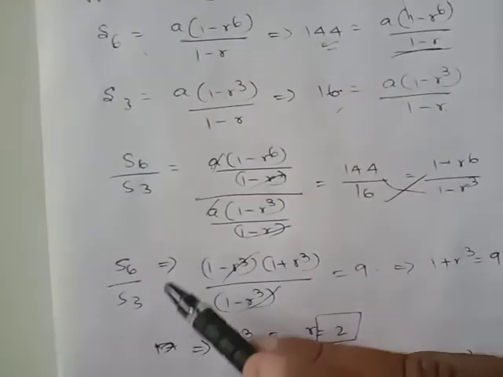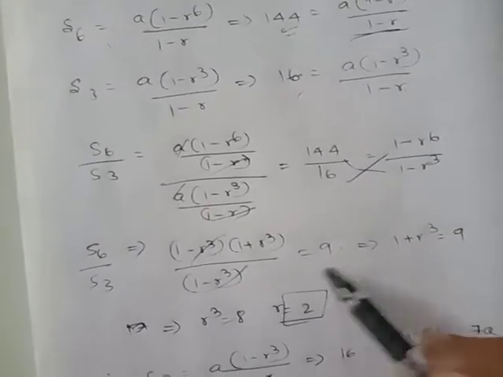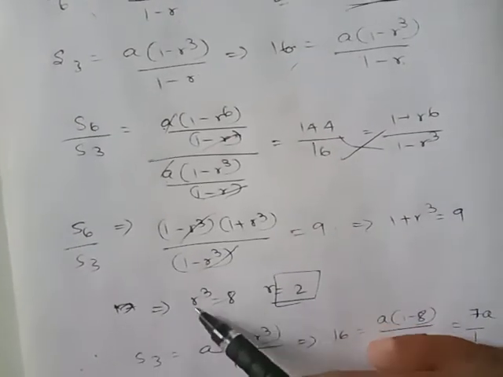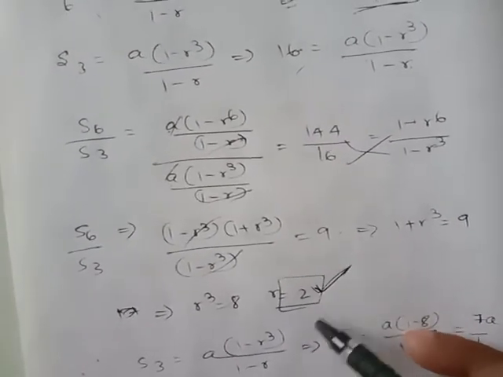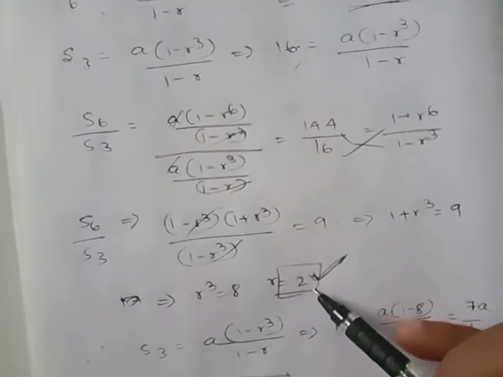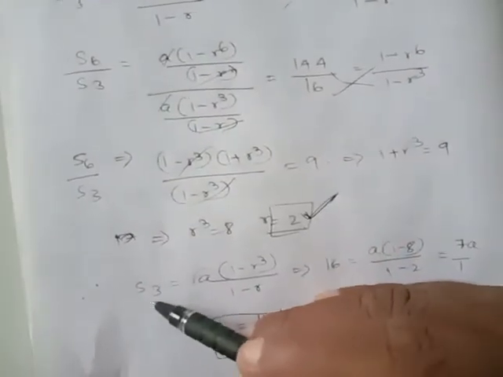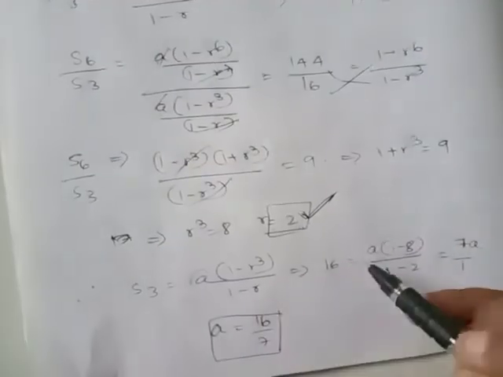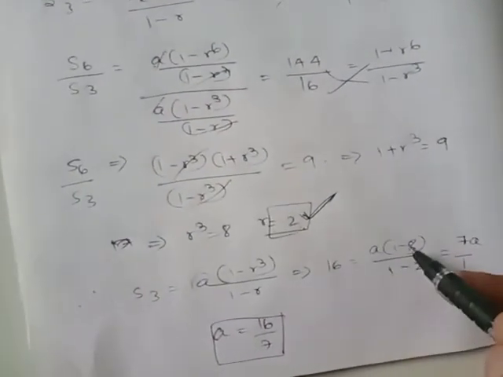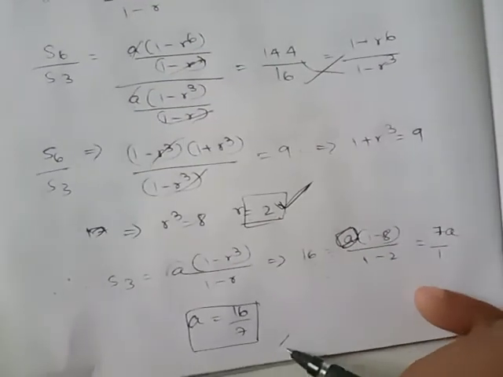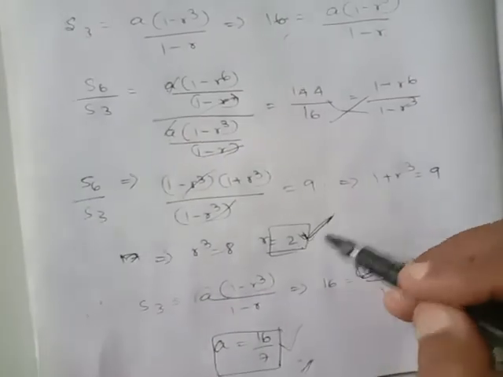When we do cross multiplication and simplification, we get the expression 1 plus r cube is equal to 9. From this we can say r cube is equal to 8. When r cube is equal to 8, we get the value of r as 2. Now if we know the value of r, we can easily find the value of a by substituting in the S3 formula. We know the sum of the first three terms is equal to 16. The r value can be substituted and we will have only one variable, that is a. By simplification we get the value of a. Now we have the value of a as well as r. Using these two we can find the sum of n terms of this particular GP.